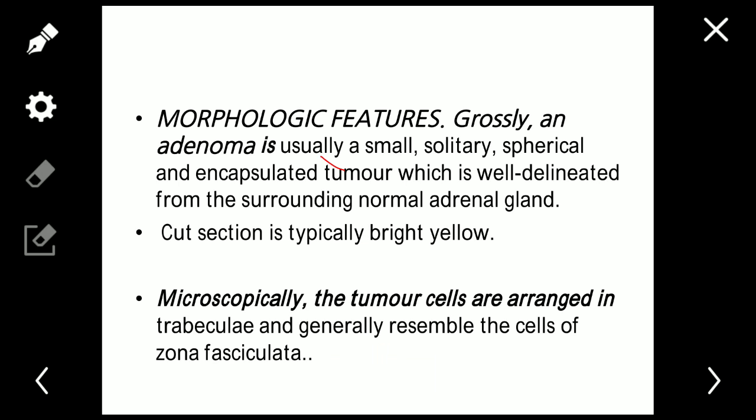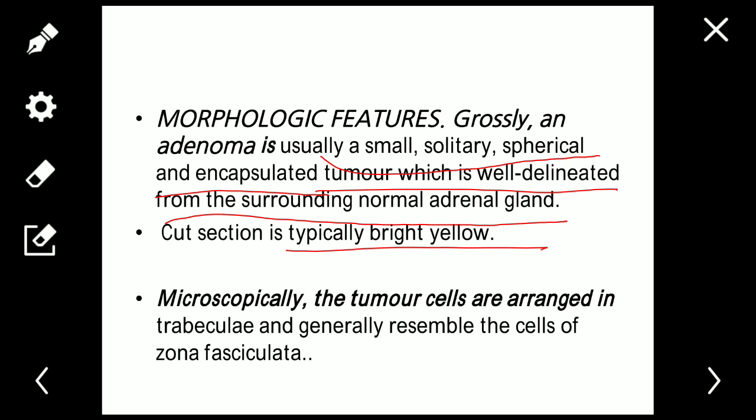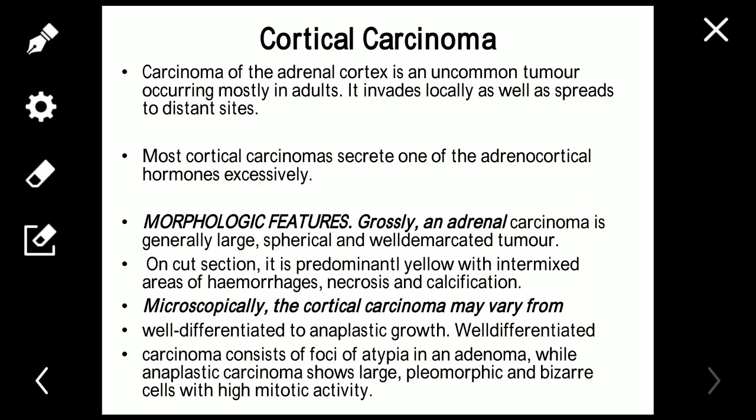Grossly, the adenoma is usually a small, solitary, spherical and encapsulated tumor which is well delineated from the surrounding normal adrenal gland. Cut section is typically bright yellow. Microscopically, the tumor cells are arranged in trabeculae and generally resemble the cells of the zona fasciculata.